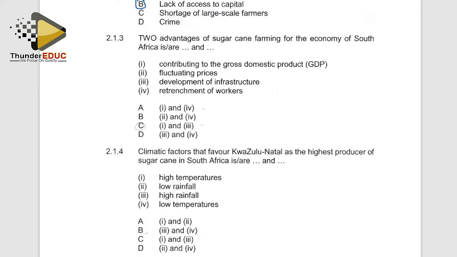Right, the next question is saying, 2 advantages of sugarcane farming for the economy of South Africa. One advantage of sugarcane farming to the economy is that it contributes to the GDP, and also it leads to development of infrastructure. So our correct response is item 1 and item 3.